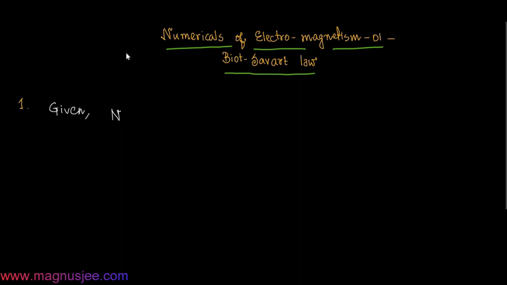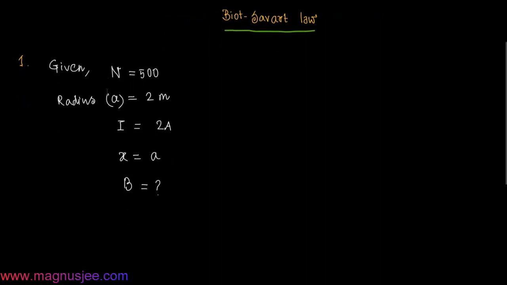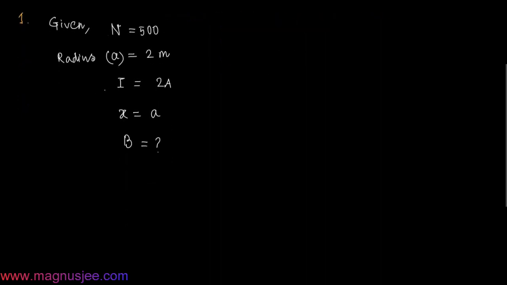Numerical number 1. Given number of turns of circular coil n equal to 500, radius of the coil, that is R, equal to 2 meter, and current flowing through the coil I equal to 2 ampere. Distance of a point on the axis of the coil is x, and here radius is denoted by small a, not by small r. Radius of the coil is small a and the distance x is equal to a.